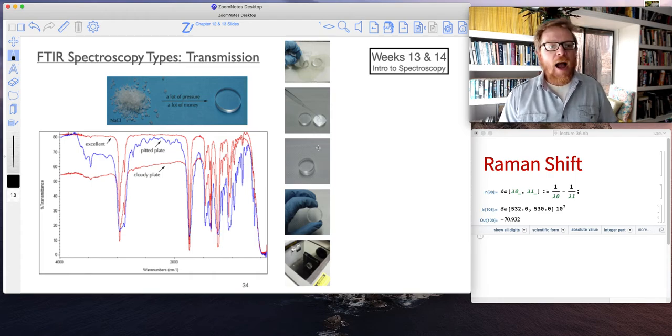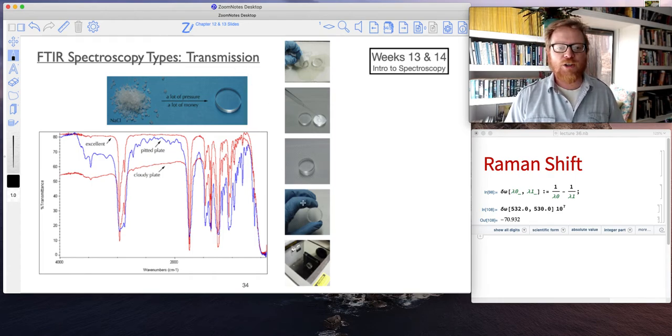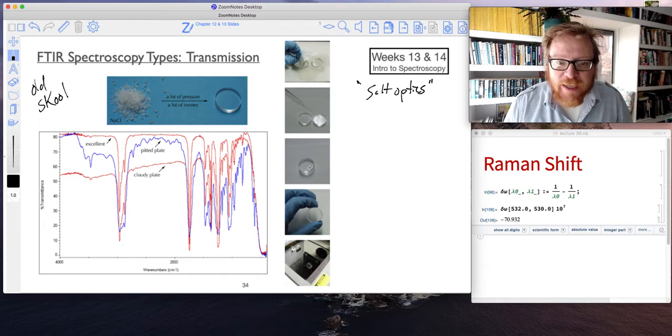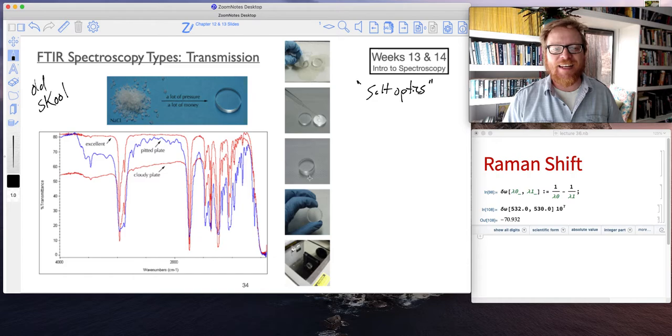Okay. So the first one, transmission, I would wager that none of you are aware of this technique because this is old school. But this is how I learned how to do FTIR as an undergrad. So salt optics work best for IR because they are IR transparent. When we look at these nice, fine, pristine optics, those are actually solid sodium chloride.